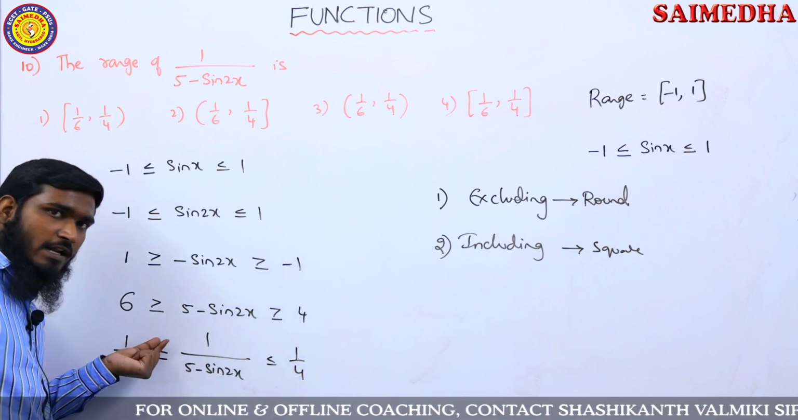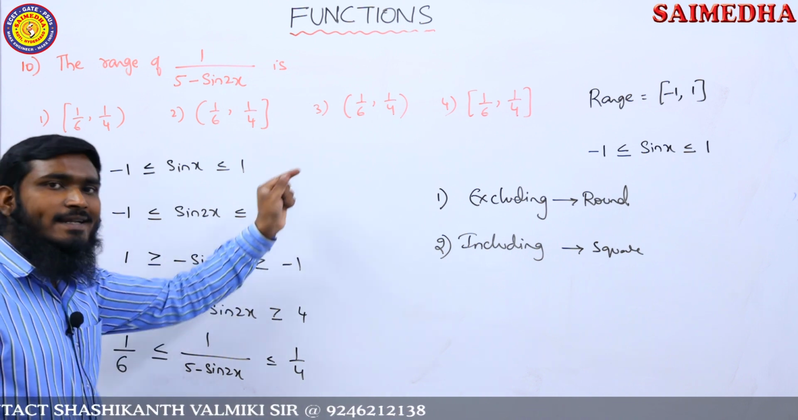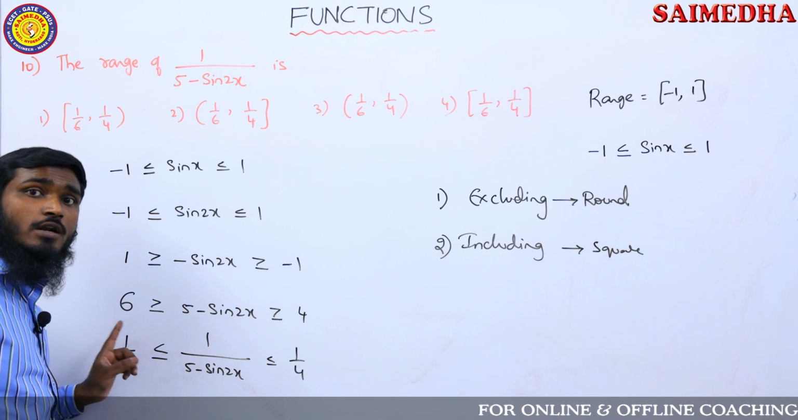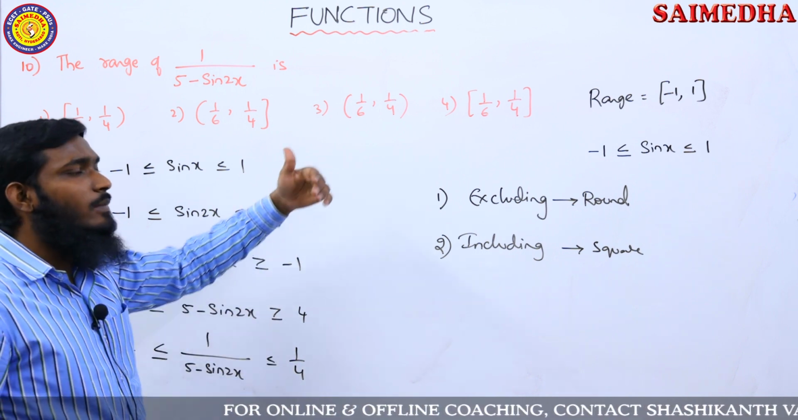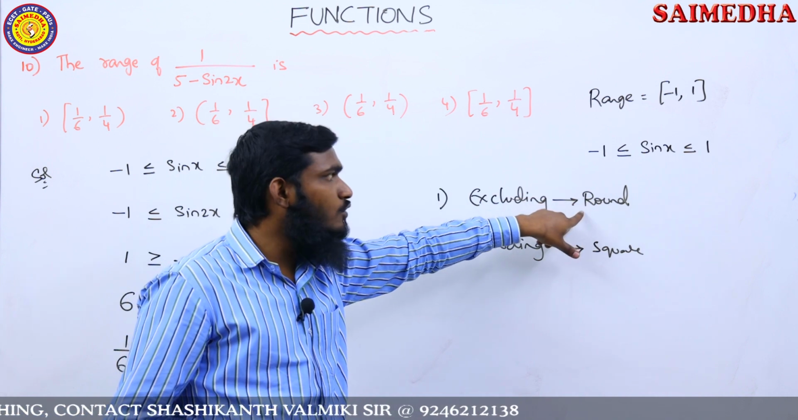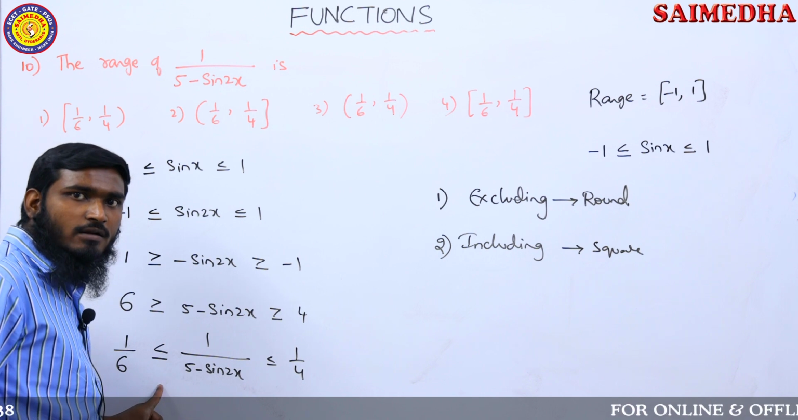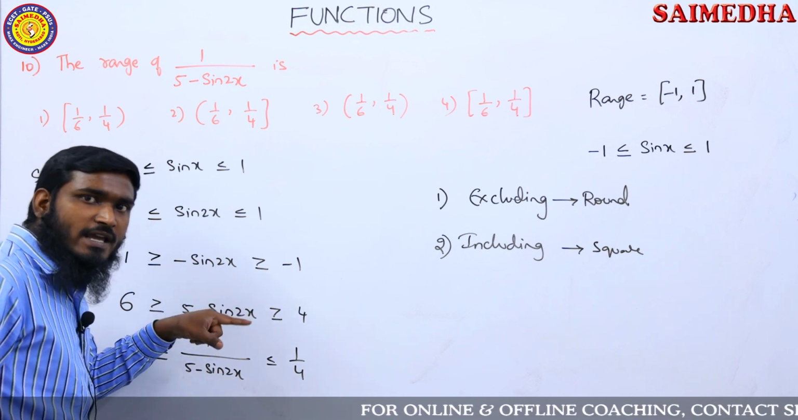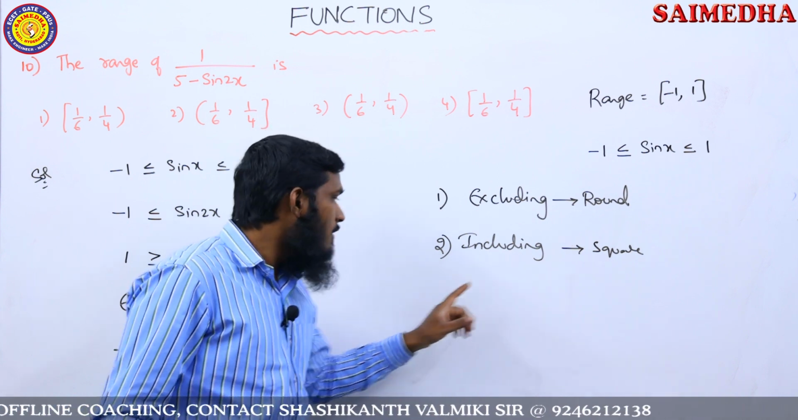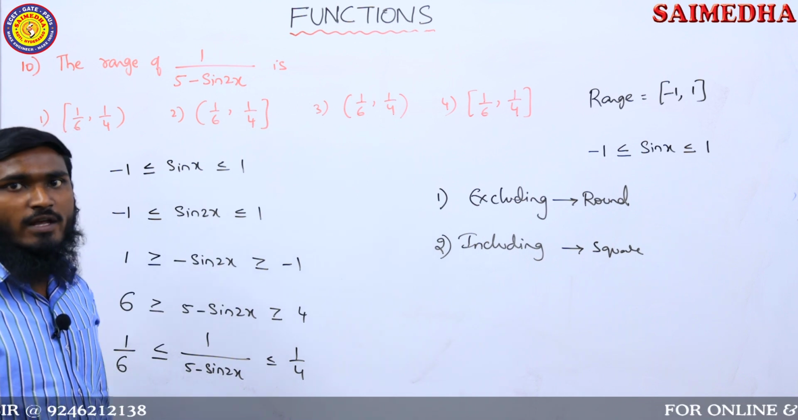So in this part, whenever we have the equal to part, it is including. If it was not equal to, then it comes under excluding. For excluding, we have to use the round bracket. For including, whenever we have the equal to part, less than or equal to is enough. If you have equal to, then we have to go for including. If it is including, for both these values we have to use the square brackets.